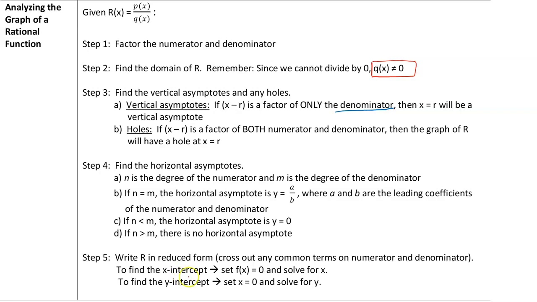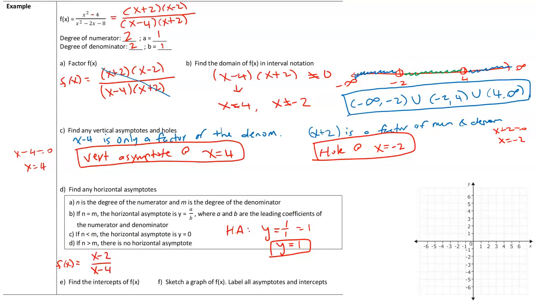To find the x-intercept, set f of x equal to 0 and solve for x. To find the y-intercept, set x equal to 0 and solve for y. Okay, so let's do this one at a time, and I know I'm kind of running out of space, so forgive me. To find the x-intercept, we are going to set the whole f of x, which is the entire left-hand side, equal to 0, and solve for x.